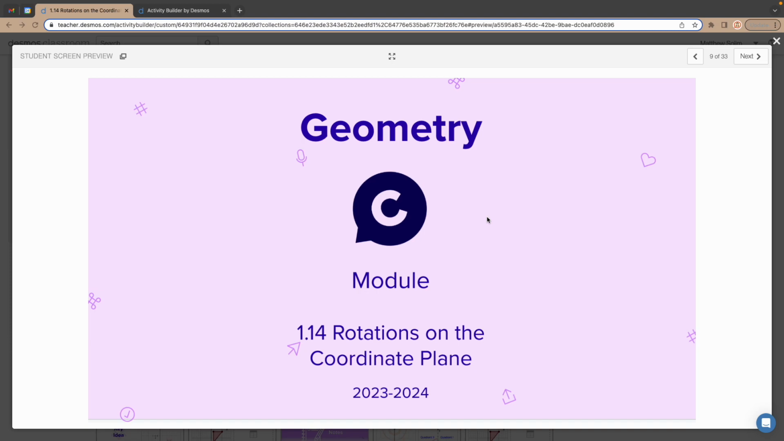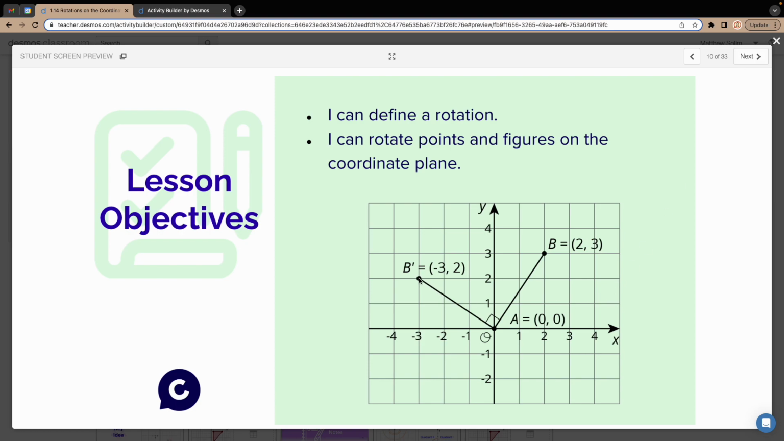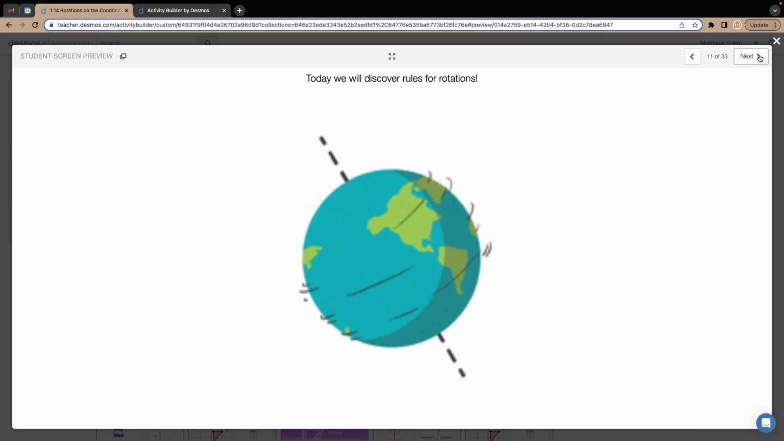Final rigid transformation today, which is rotation. So we talked about reflections, we've talked about translations. This is rotations or spinning. So our goal is to figure out what happens to a point when we spin it on the coordinate grid. So, yep, just spinning.